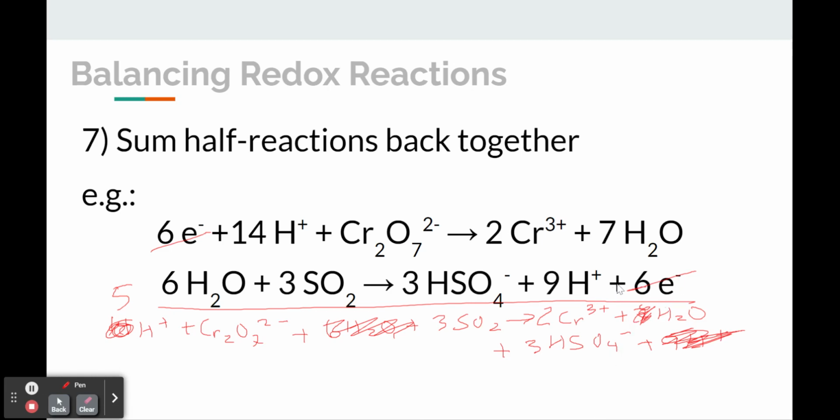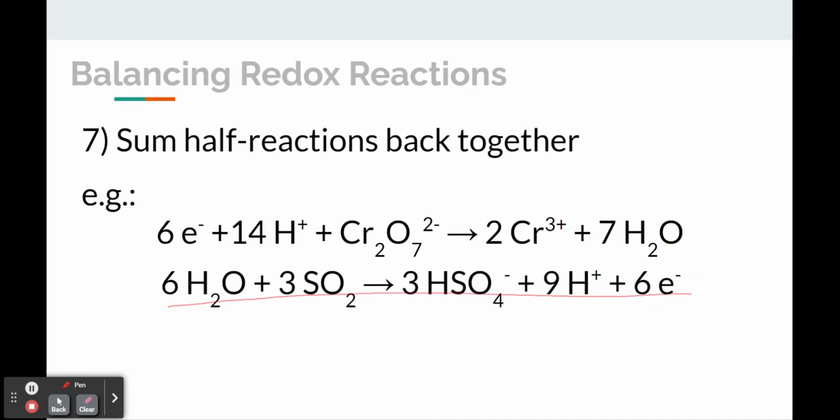One thing I should note that I don't think I explicitly called out is that all the coefficients in that bottom half reaction had to be tripled. When we turned this from 2 electrons into 6 electrons, we multiplied by 3, so we have to multiply the whole equation by 3. So our 3H+ became 9. The 1 HSO4- became a 3. The 1 SO2 became a 3, and the 2 waters became 6.